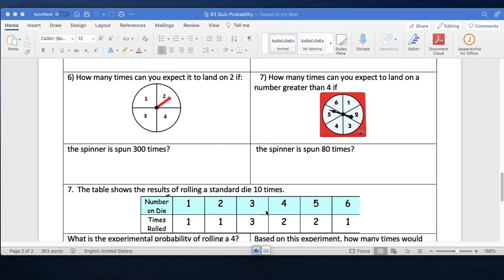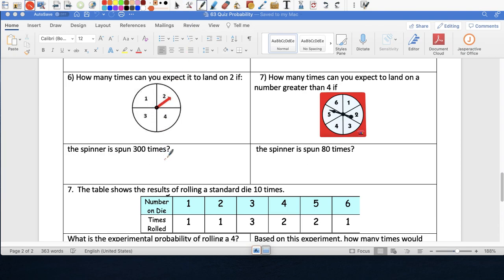6. How many times can you expect to land on 2 if the spinner is spun 300 times? Well, the probability of landing on 2 is 1 out of 4 times 300. That's going to give me 75 times. How many times can you expect to land on a number greater than 4? Greater than 4 would be 2 out of 6. Multiply that by 80, so it's 1/3. So you have 80 divided by 3, so the answer is 26.6 repeating.